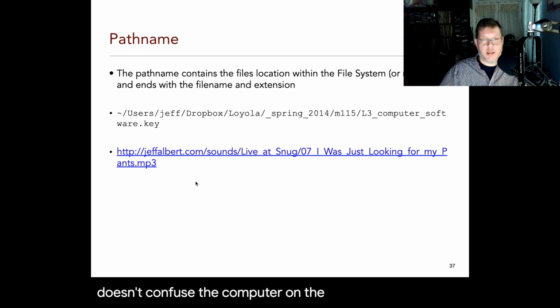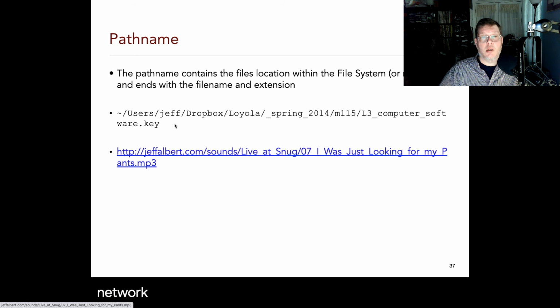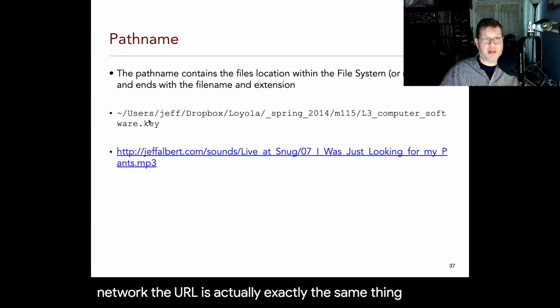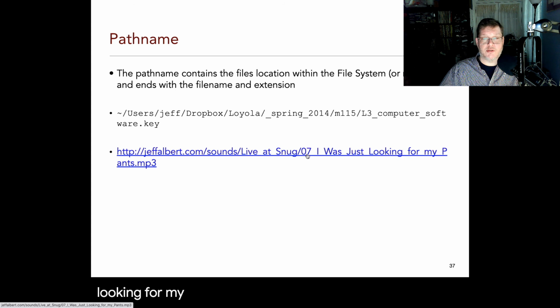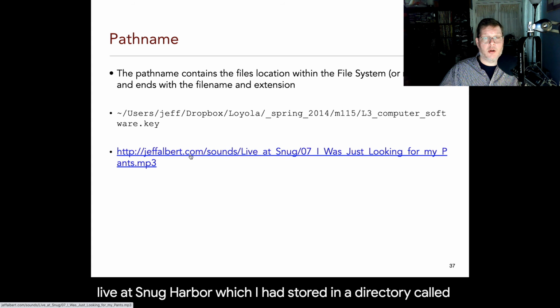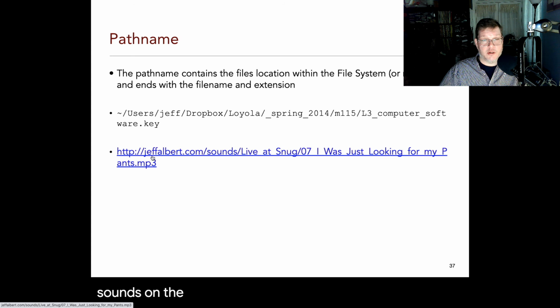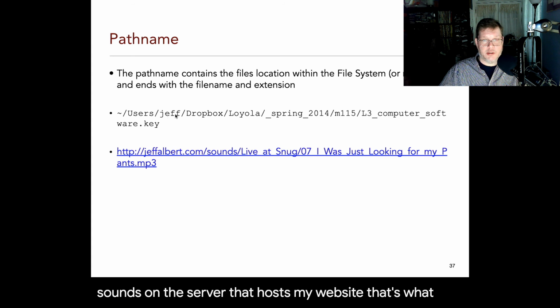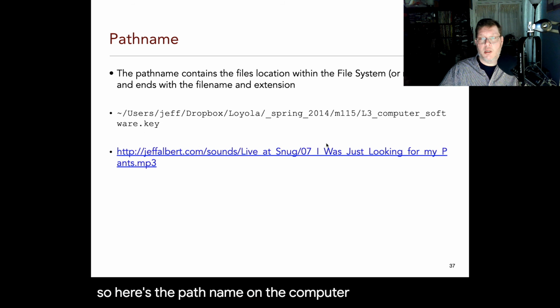On the internet or on a network, the URL is actually exactly the same thing as a path name. So if we were looking for the MP3 called I Was Just Looking for My Pants, which was song 7 on an album called Live at Snug Harbor, which I had stored in a directory called Sounds on the server that hosts my website, here's the path name on the computer, and here's the path name on the network.